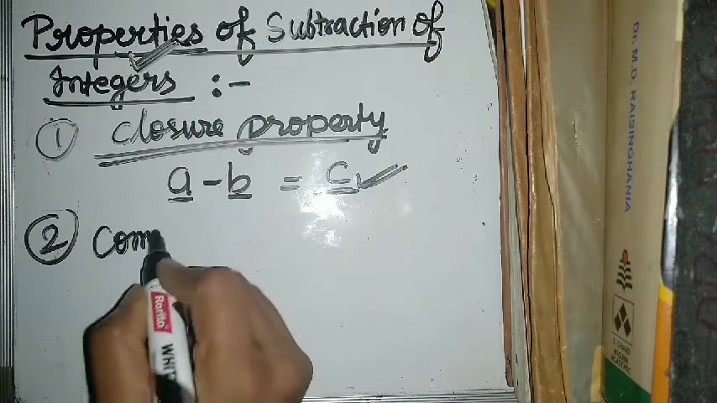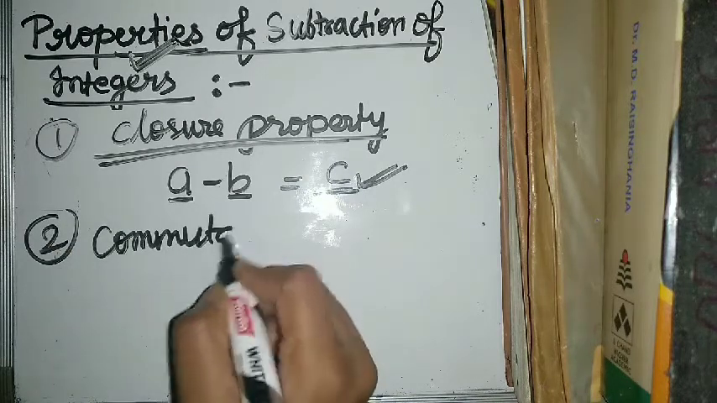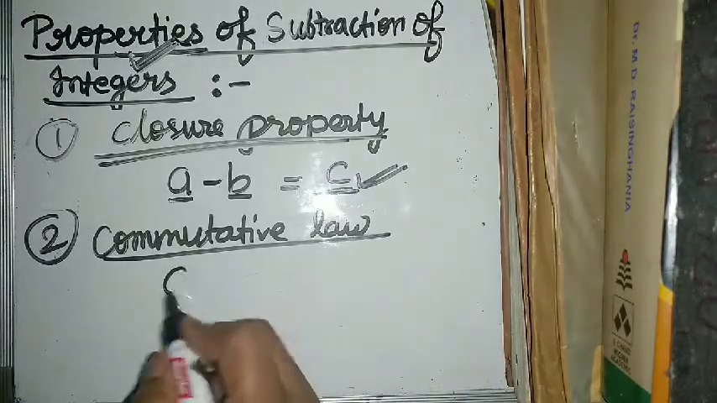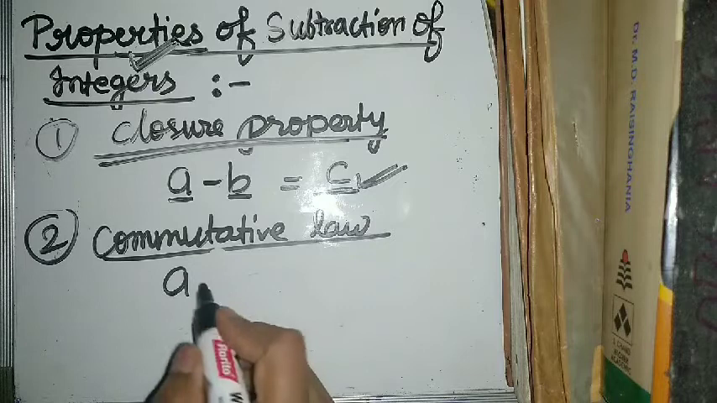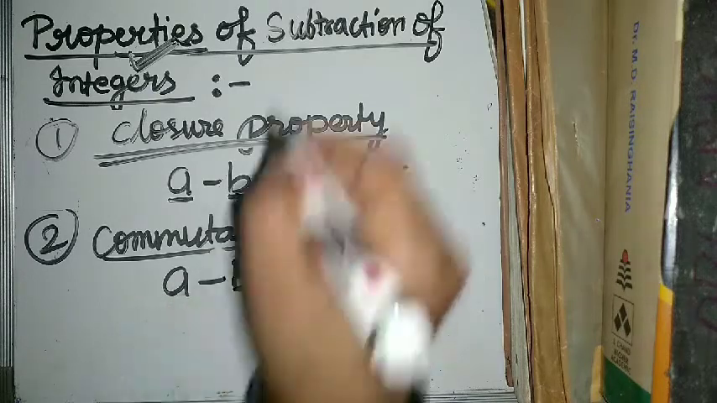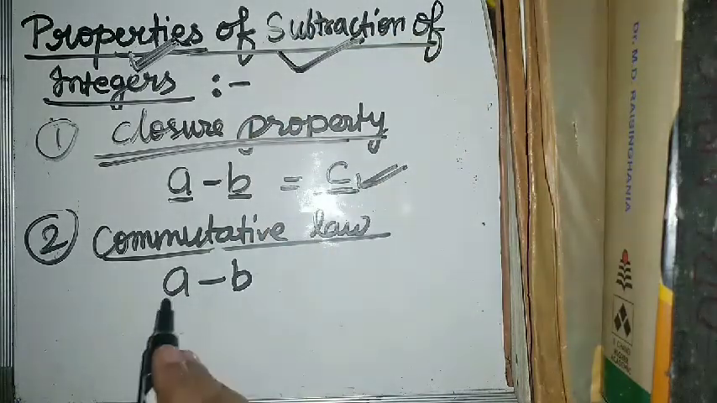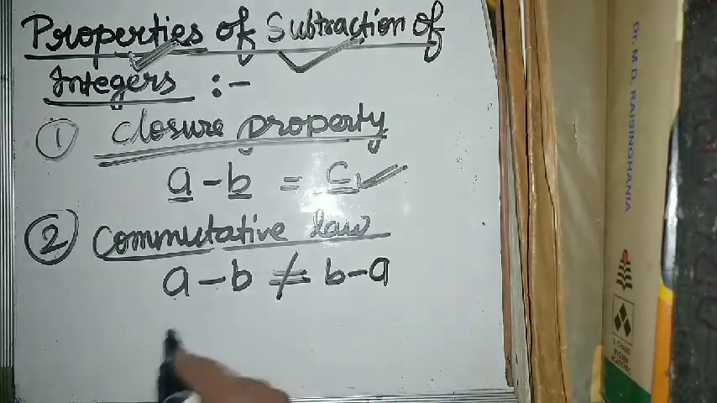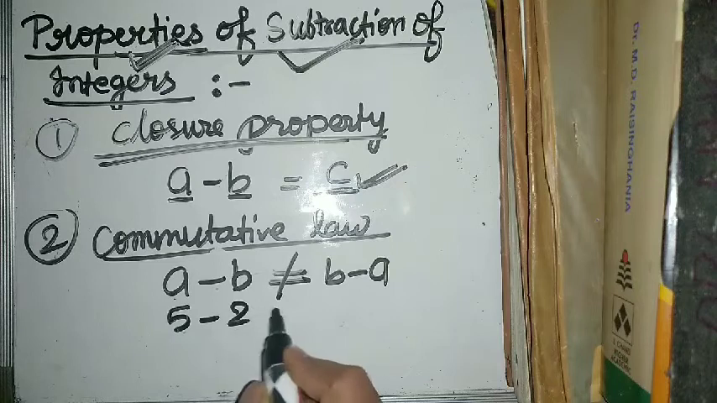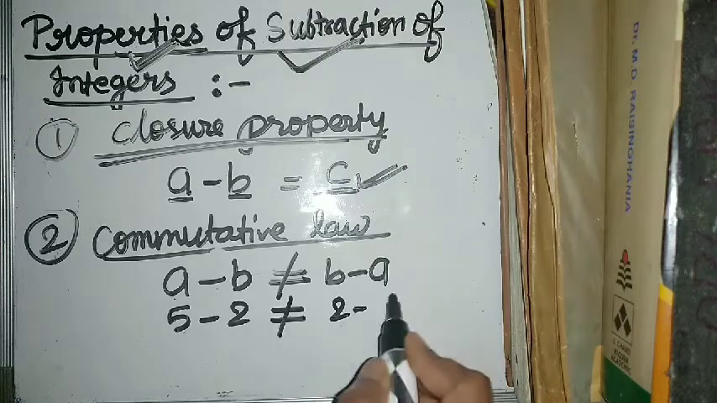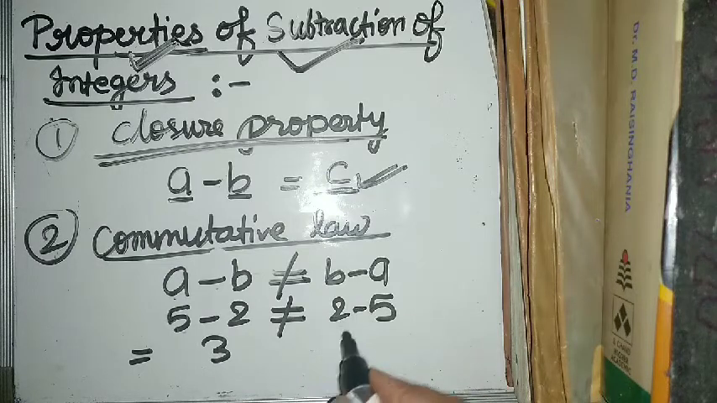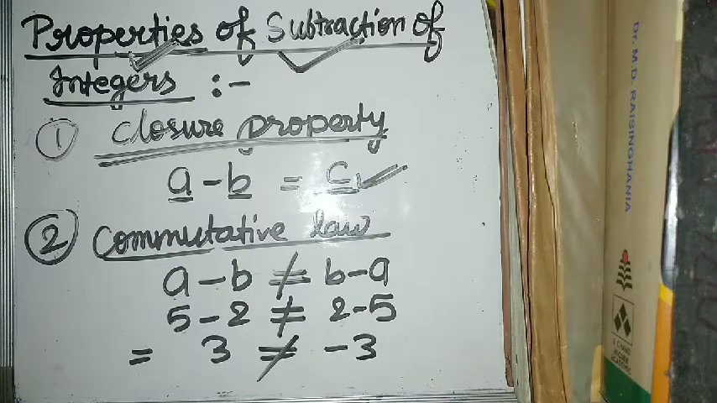Commutative law. For the commutative law, since we are using subtraction, a minus b is not equal to b minus a. Suppose 5 minus 2 is not equal to 2 minus 5, because 5 minus 2 is 3 and 2 minus 5 is -3. Both are not equal.